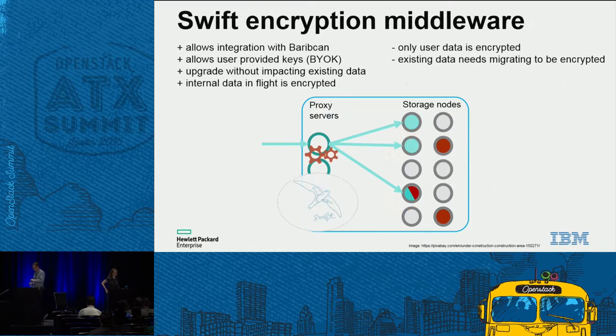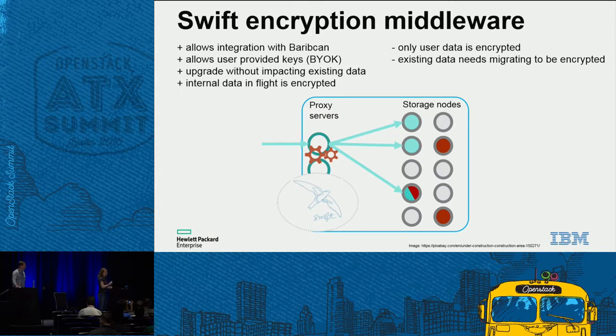All right. So yeah, what we've been working on is encryption and decryption middleware that'll live in the proxy. And so that means that only one copy of the data is going to be encrypted as it passes through the proxy server before it gets distributed to the storage nodes. So one thing is the proxy holds the authentication middleware, so it already has access to the user's identity and credentials, and those can be used to be passed to a key manager service like Barbican.